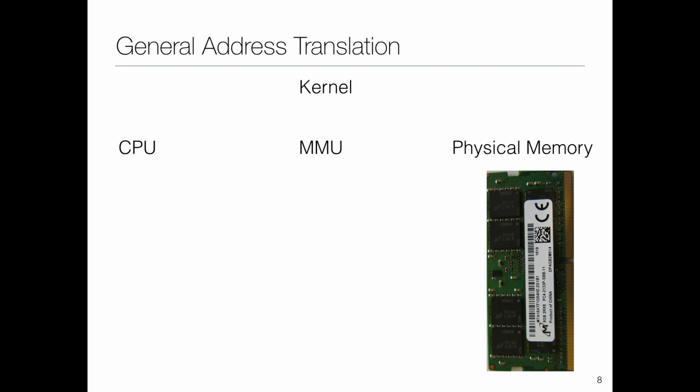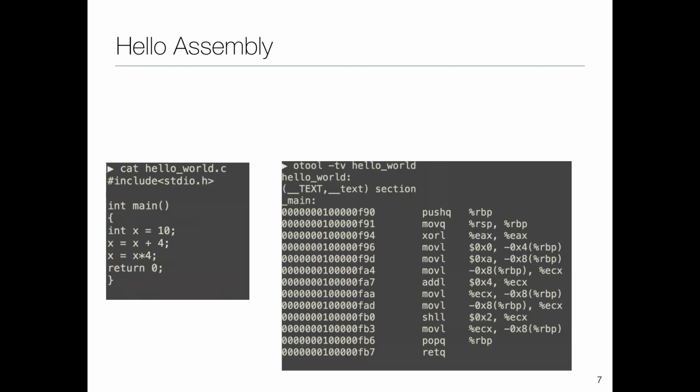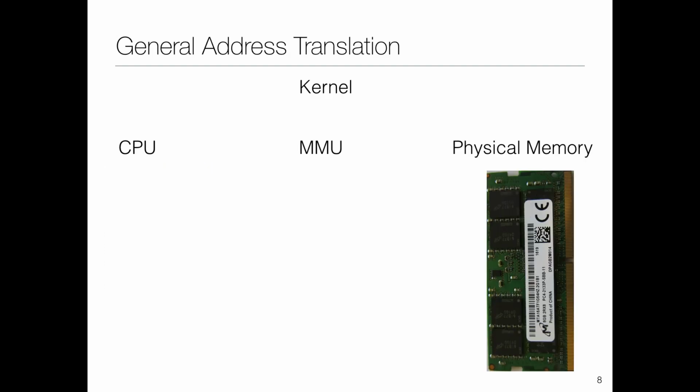So what does RBP minus 8 mean? In this convention, so there are 2 different conventions of assembly. In the convention we're using, with percentages, you move from the source, which comes first, and the destination comes second. So movl from 0 to this means you move this content into this. There is another convention where you do the reverse. So the order is reversed.